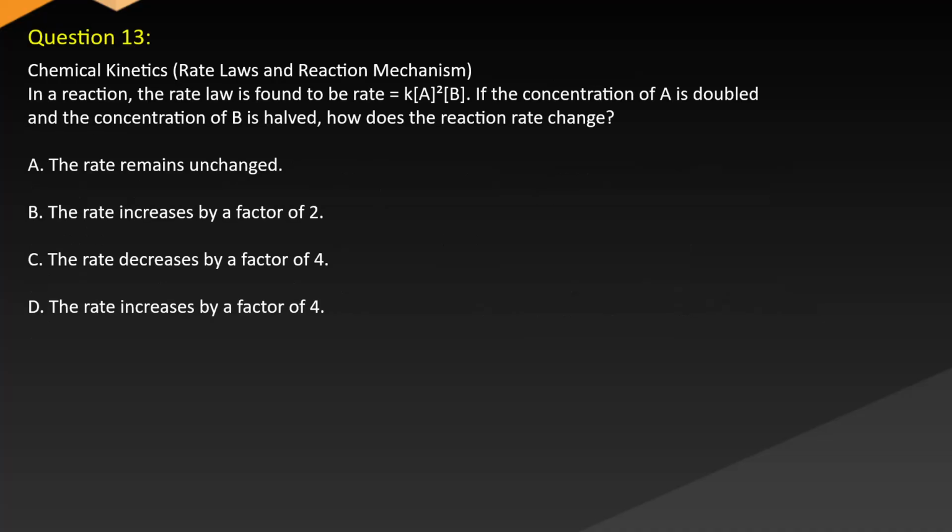Question 13. Chemical kinetics, rate laws, and reaction mechanism. In a reaction, the rate law is found to be R = k[A]^2[B]. If the concentration of A is doubled and the concentration of B is halved, how does the reaction rate change? A. The rate remains unchanged. B. The rate increases by a factor of 2. C. The rate decreases by a factor of 4. D. The rate increases by a factor of 4.